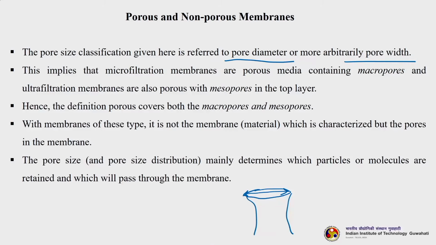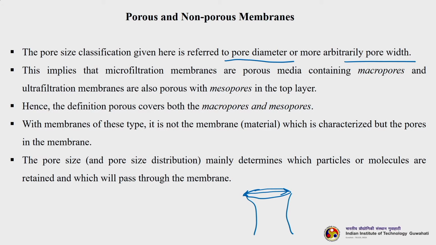This implies that microfiltration membranes are porous media containing macropores, and ultrafiltration membranes contain mesopores in the top layer. Hence the definition porous covers both macropores and mesopores. With a membrane of this type, it is not the membrane material which is characterized, but the pores in the membrane. When we are talking about porous membrane characterization, please note that we are characterizing the pores. The membrane material has nothing to do with it. The pore size and the pore size distribution mainly determine which particles or molecules are retained and which will pass through the membrane.